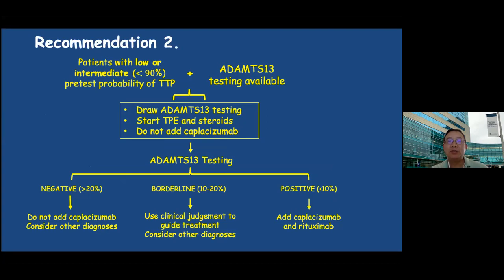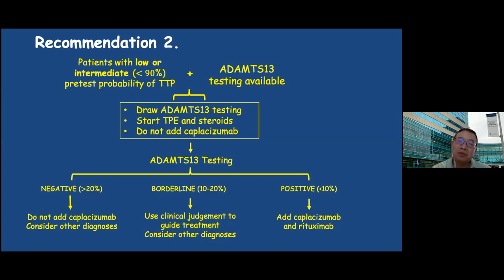Recommendation number 2: if the clinical suspicion of TTP is not really high, the chance of having TTP based on platelet count, creatinine, and other findings is less than 90%, and of course you have the ADAMTS13 test, you still go ahead and draw ADAMTS13 for testing and start plasma exchange and corticosteroid right away. But in this case, you do not add caplacizumab. You wait for the ADAMTS13 result to come back. If it comes back less than 10% and supports your diagnosis of TTP, then you continue, adding caplacizumab and also rituximab. Rituximab is the drug that blocks antibody production, so in the long run, it prevents disease relapse.